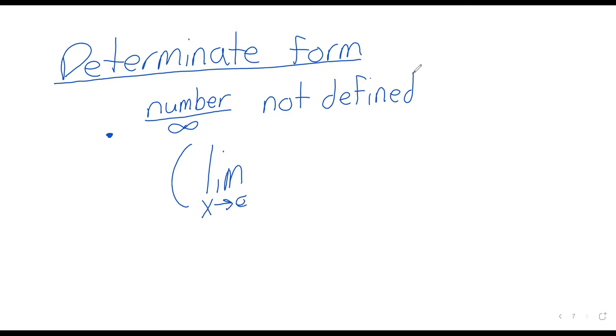But what we're really saying here is that if you're taking the limit as x approaches c of a fraction, the first thing you would try to do is to use the quotient rule. So you would take the limit of the top and the limit of the bottom.